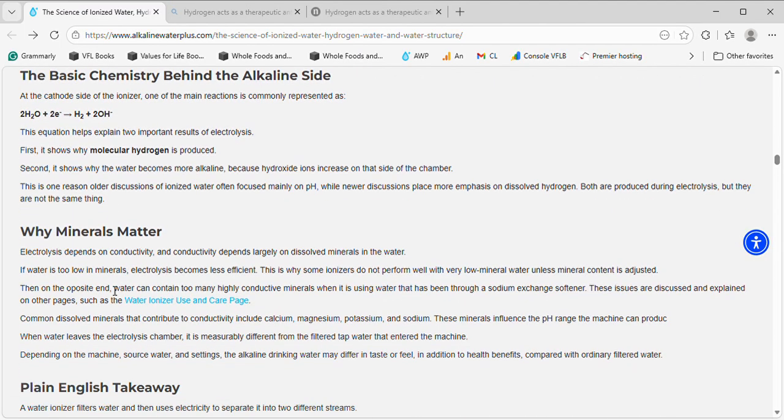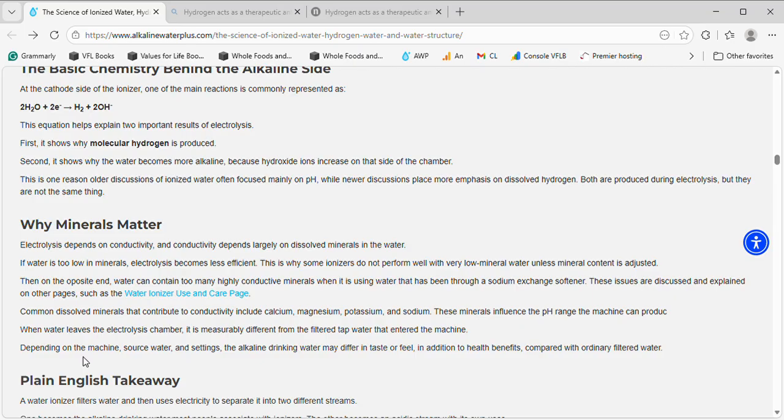Okay, now why minerals matter. Electrolysis depends on conductivity, and conductivity depends largely on dissolved minerals in the water. Water that's completely void of minerals, let's say distilled water, cannot be ionized this way. It's too low in minerals. Electrolysis will not be able to happen, or it would be less efficient, let's say one or the other. This is why ionizers do not perform well with very low mineral water.